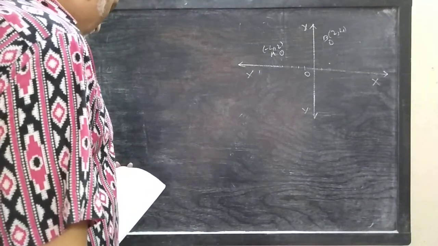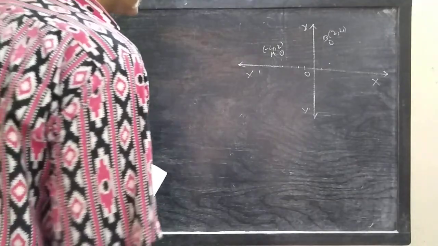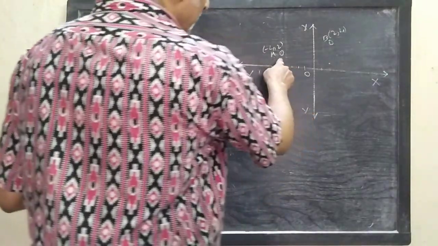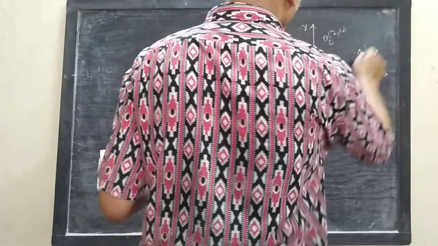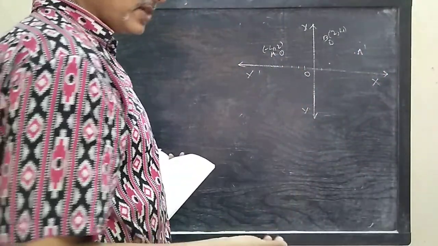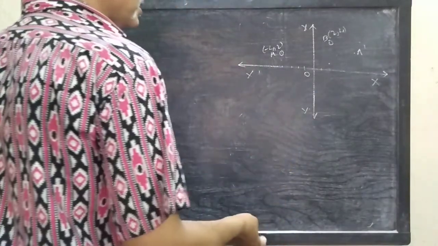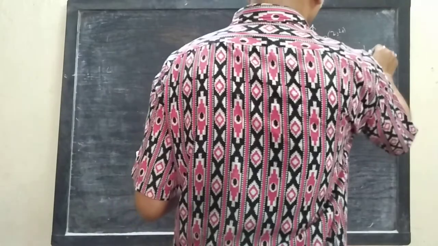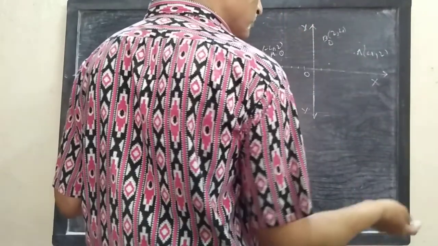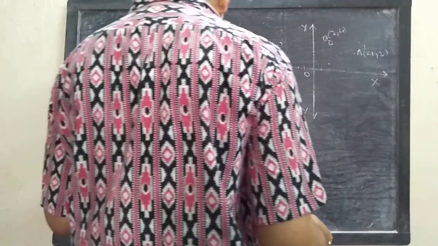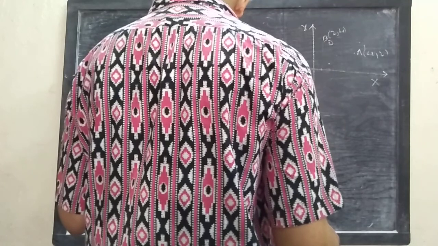So now, A dash is the image of A when reflected in y-axis. You have to reflect this point in y-axis, then you get image here. And when a point is reflected in y-axis, then its ordinate remains fixed, abscissa changes its sign. So the coordinate will be 4 comma 2, minus 4 becomes 4, 2 remains 2. Next, B dash is the image of B when reflected in the line AA dash.